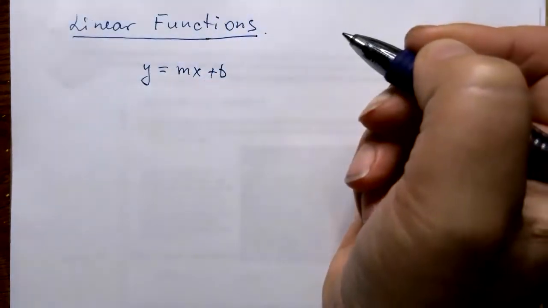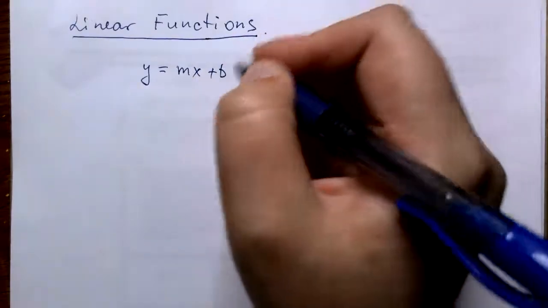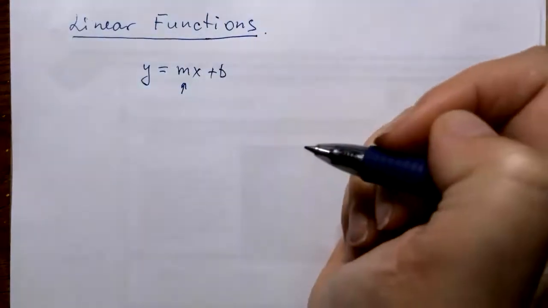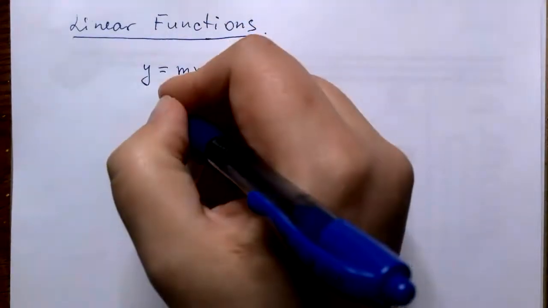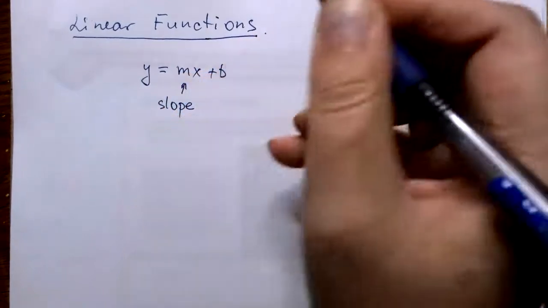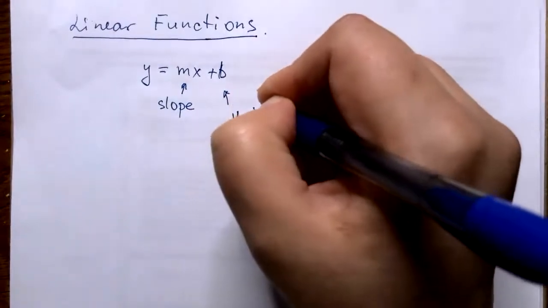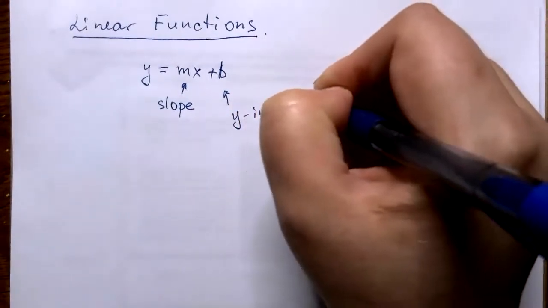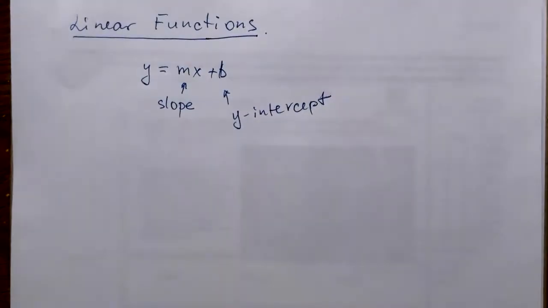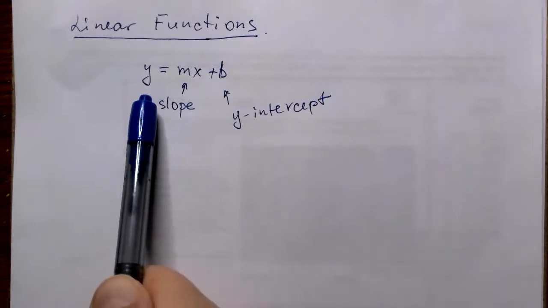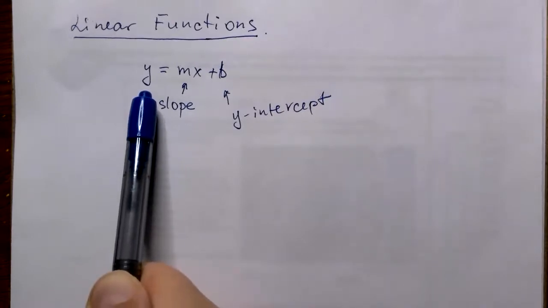There are other forms as well, of course, but this is called the slope-intercept form because m, that's the constant in front of x, represents the slope of the line, and b is the y-intercept, or the point where your line crosses the y-axis.